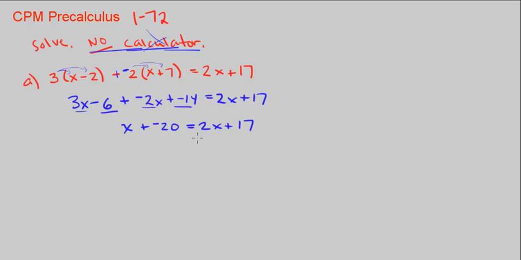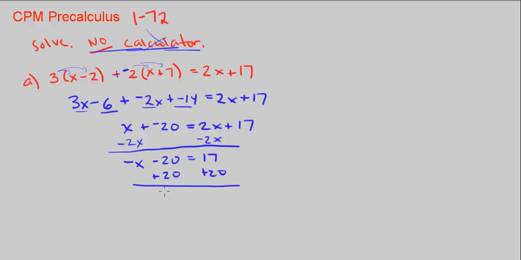Okay, so now let's subtract 2x from both sides. We get negative x minus 20 equals 17. Let's add 20 to both sides, and we get negative x equals 37. Divide both sides by negative 1. This cancels this on the left, so we get just x. 37 divided by negative 1 is negative 37. Okay, so this is the answer to part A.